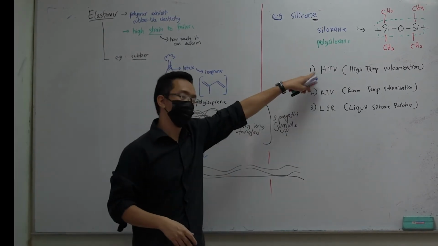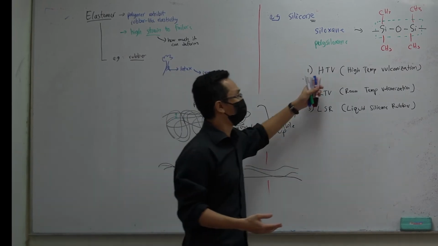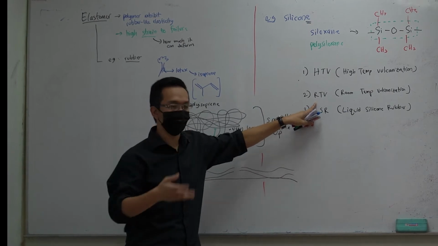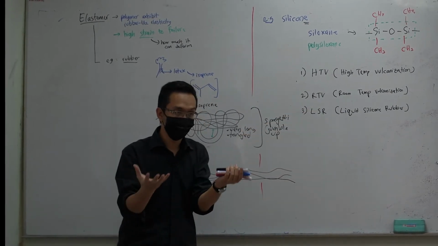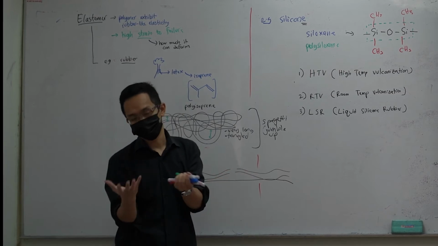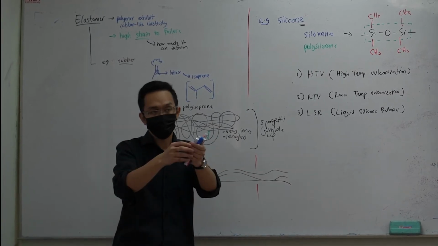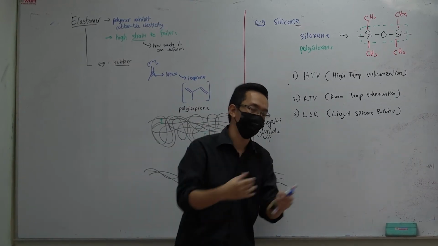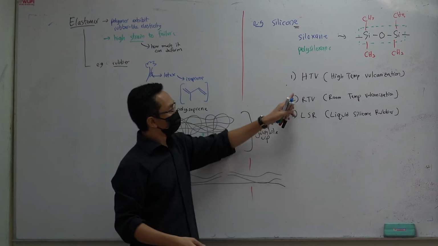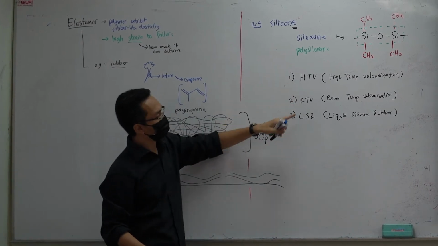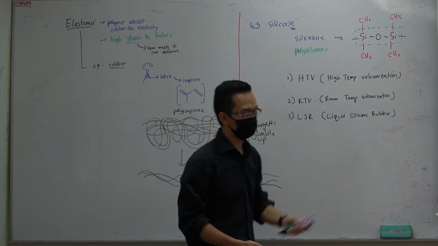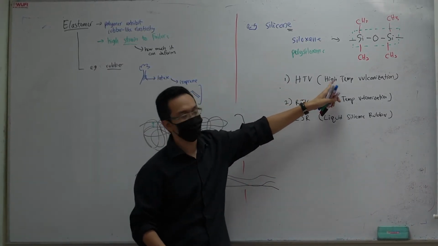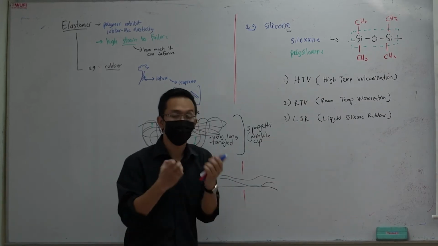So HTV, as the name implies, will cure at high temperature. RTV will cure too. You learned about curing before when we talked about epoxy. To recap a little bit, epoxy comes in two parts. When you combine them together and leave it for a while, it will become hardened. That hardening is what we call curing. So you have the three types of silicone: HTV, RTV, and liquid silicone rubber. So let's talk about HTV first. HTV requires high temperature to vulcanize, meaning to become hard.